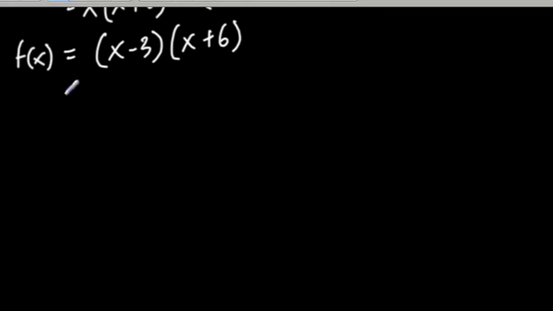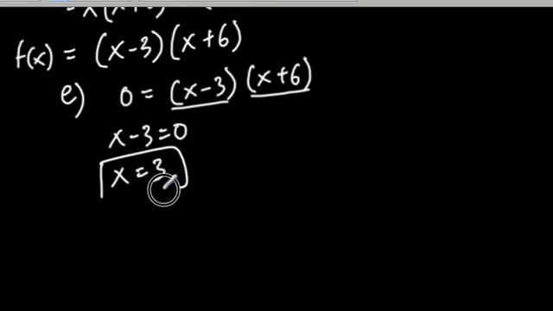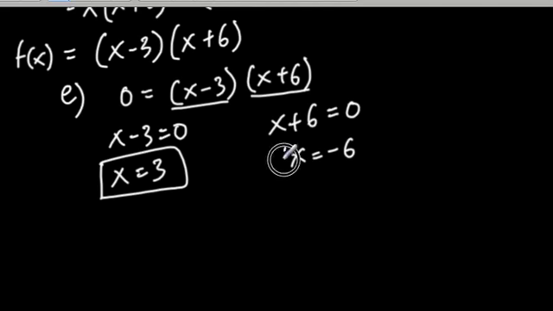Let's do E. E says find the x-intercepts. So in order to find the x-intercept, the y, or the f of x, must equal 0. So in other words, 0 is equal to x minus 3, x plus 6. Whenever you have a situation like this, each of these factored terms can equal 0. So x minus 3 equals 0, so x equals 3. That's one x-intercept. And then for the second one, we can do the same thing. x plus 6 equals 0. So x equals negative 6, and that's the second x-intercept.